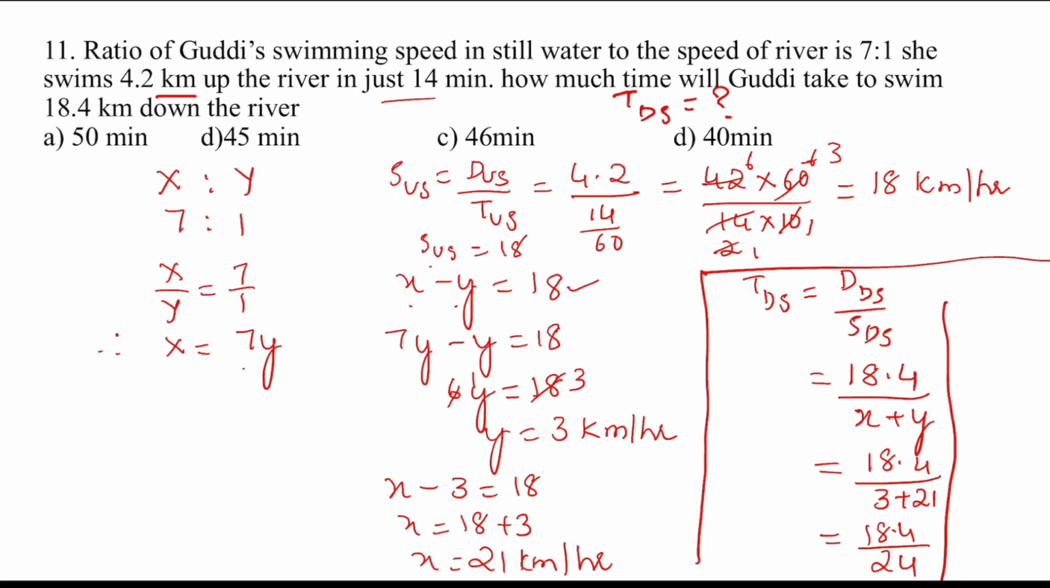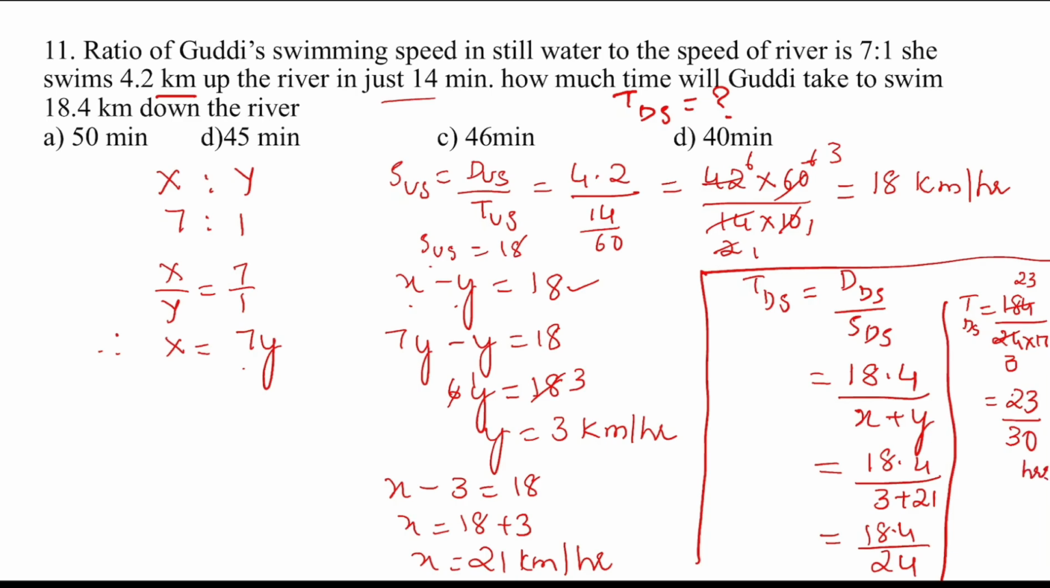So we can say t, time downstream, is given by 184 divided by 24 into 10. Now 24 means it is 3 eights, and 184 is 8 twenty-threes. So we'll get it as 23 by 30. So it is 23 by 30 hours. Okay, it is 23 by 30 hours.